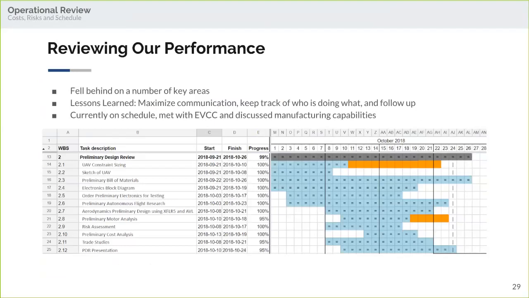So reviewing our performance, we fell behind in a number of key areas over the past couple of weeks. What we learned from that is that we need to make our communication more efficient, keep track of who is doing what tasks, and make sure that we follow up with them to make sure that the tasks are being completed in a timely manner. Currently, we're on schedule, and we have met with Everett Community College to discuss their manufacturing capabilities to help influence our design decisions going forward.